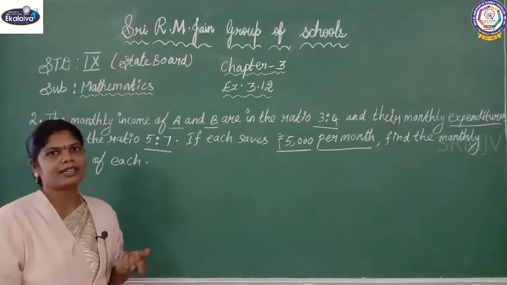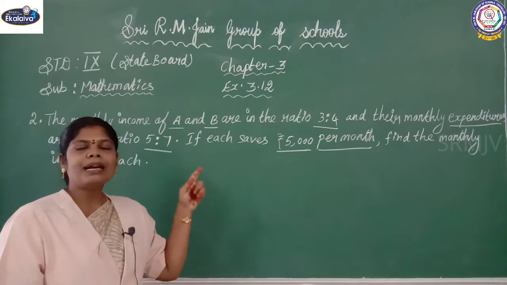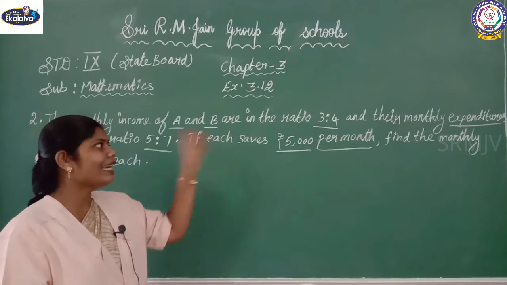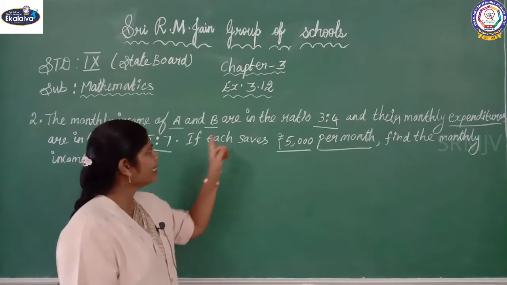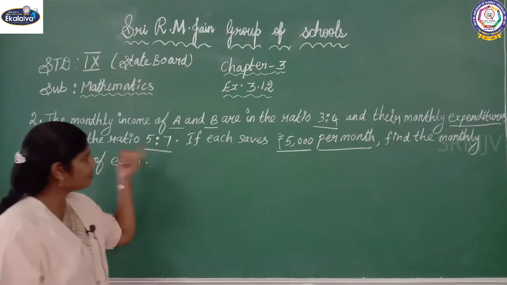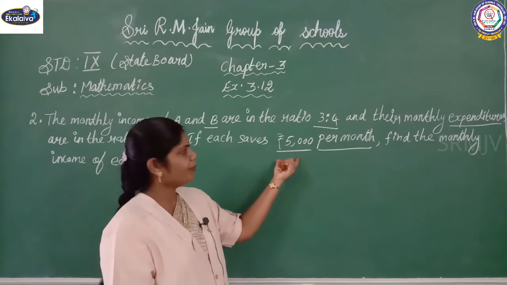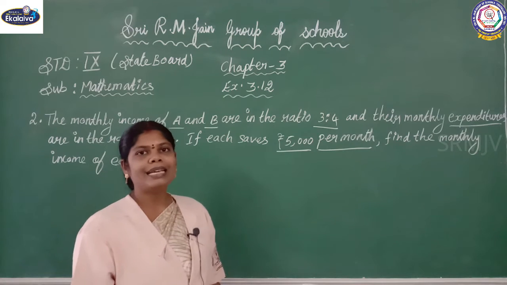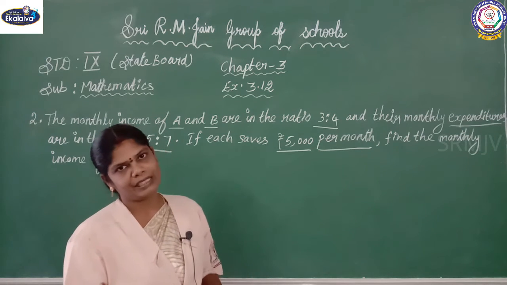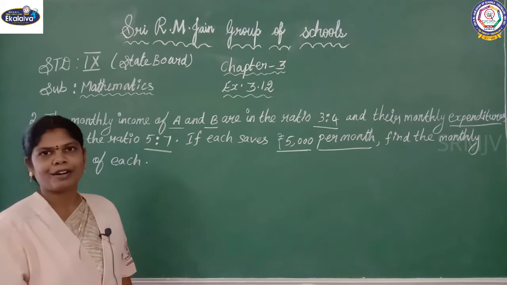Here two persons are there, A and B. Their monthly income as well as the expenditure is given in ratio. The income is in the ratio 3:4, expenditures 5:7, and they are saving 5,000 per month. We need to find the monthly income of each person, that is, A and B.